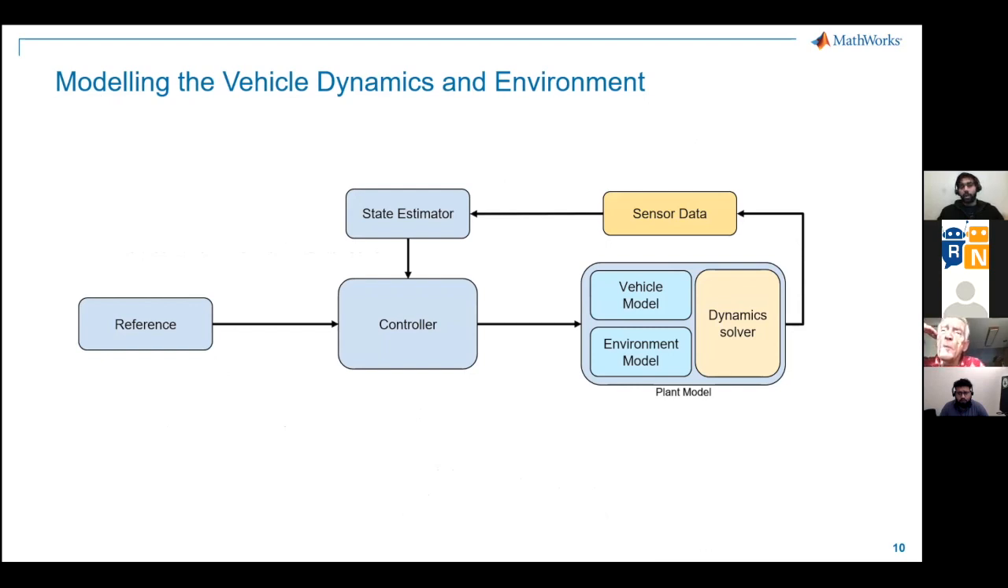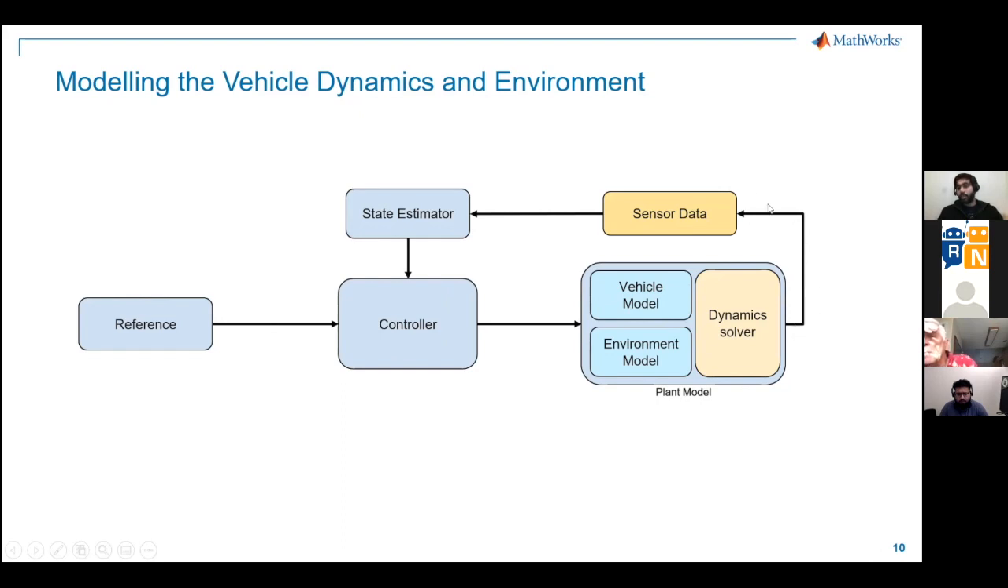Our vehicle dynamics and environment modeling will be something along this path. First, we have a reference position and reference velocity. We feed it to a controller. Then the controller gives out certain inputs, and we have a plant model over here. We'll discuss the plant model in detail in the next slide. This controller input goes to the vehicle model. Environmental forces act on it. We solve the equations and we get an output.